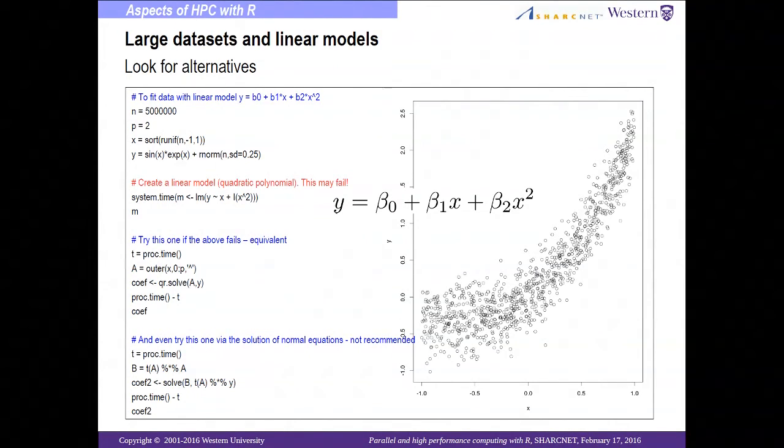Or alternatively, you can solve this problem by solving the normal equations. You define the matrix A, you define the B, whatever the normal equation is, and then you can get the answer as well. But generally using normal equations is not recommended. Just an example: for large data sets, depending on what you want, sometimes you can just take a shortcut.